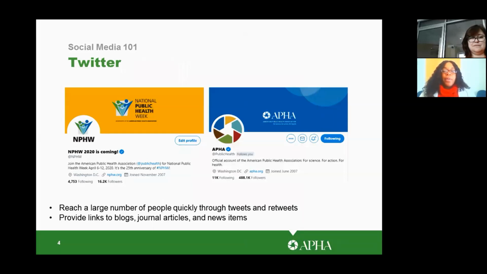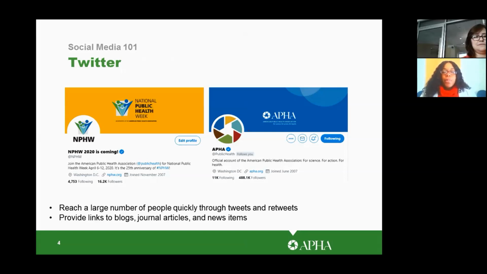So here at the American Public Health Association, we have a variety of social media accounts. Twitter, we have a variety of those as well, but the two that I have displayed here are the National Public Health Week account, and then on the right I have the APHA at Public Health account, which is just the official account for the organization.